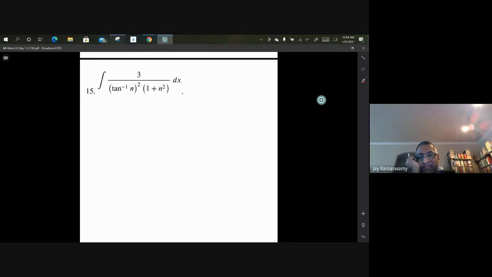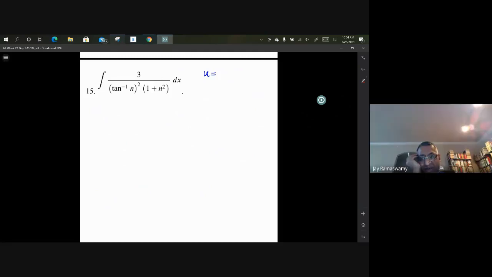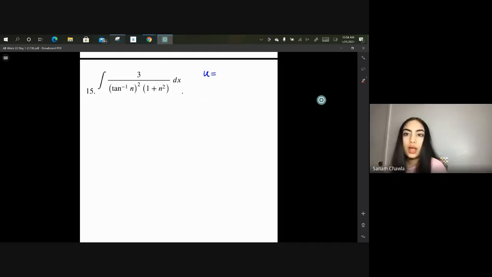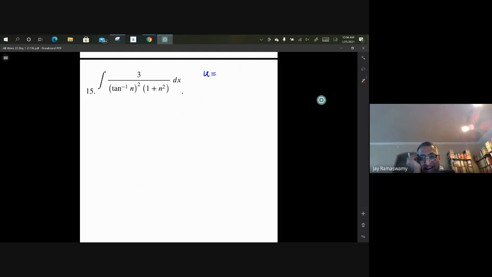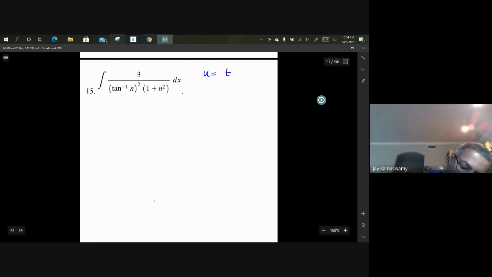Okay, look down. Smart kids, should I choose u to be tan inverse n or 1 plus n square? Tan inverse n. Because if you know your formulas, what's the derivative of tan inverse n? 1 over 1 plus n square. Is that already present? Do you see the logic? Okay, look down. So do you see the big idea, the power of that big idea?